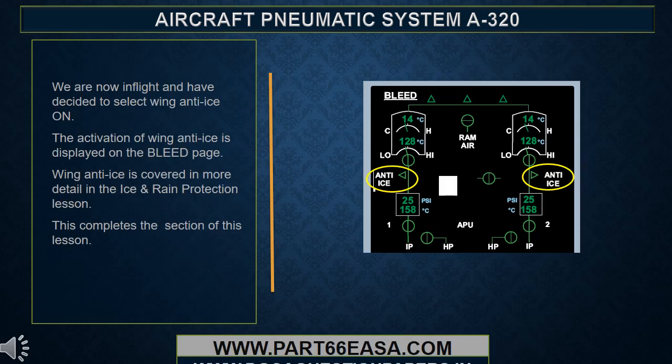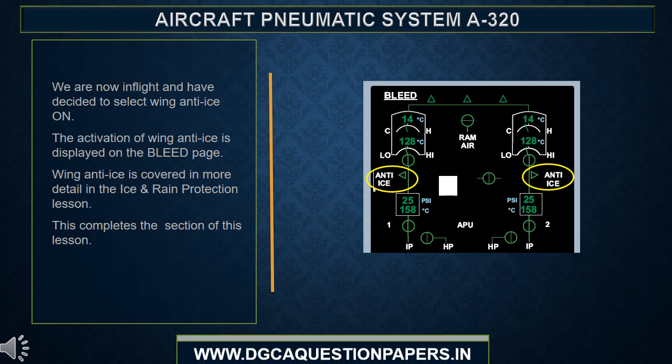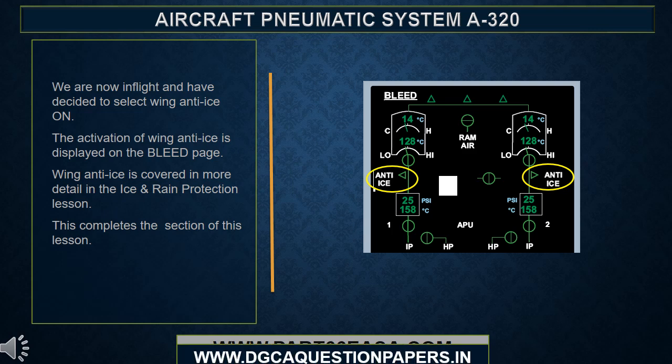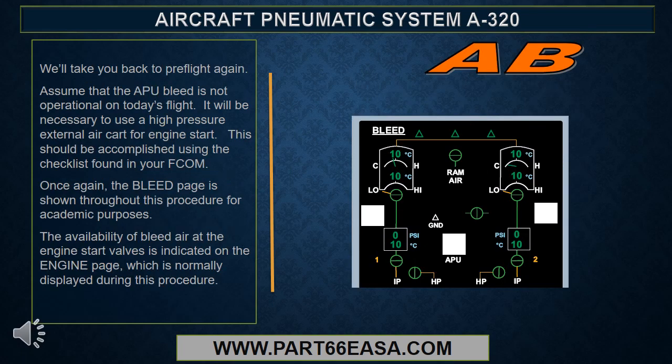We are now in flight and have decided to select wing anti-ice on. The activation of wing anti-ice is displayed on the bleed page. Wing anti-ice is covered in more detail in the ice and rain protection lesson. This completes the section of this lesson. We'll take you back to pre-flight again.